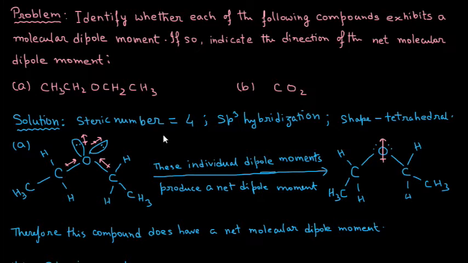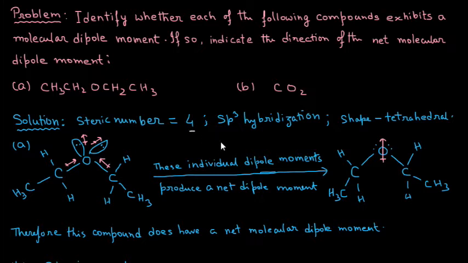So steric number is the addition of the number of sigma bonds plus lone pairs of electrons. Here the central atom is O. The number of lone pairs of electrons on O is 2, and the number of sigma bonds for O is 2. 2 plus 2, that is 4. This is the steric number.